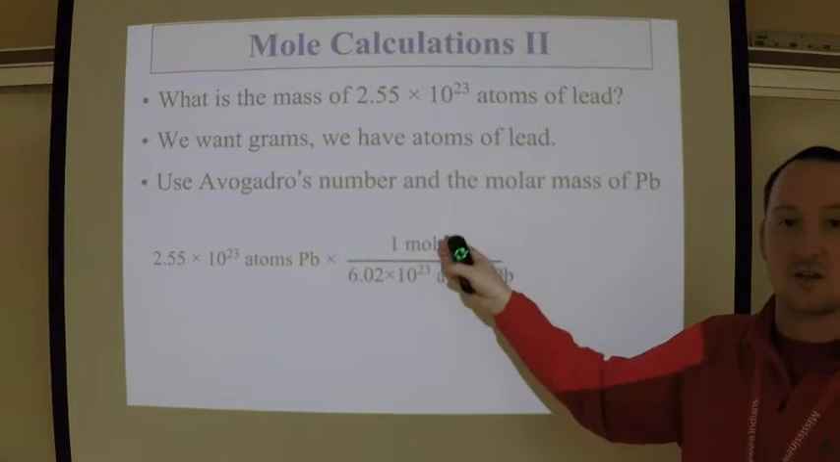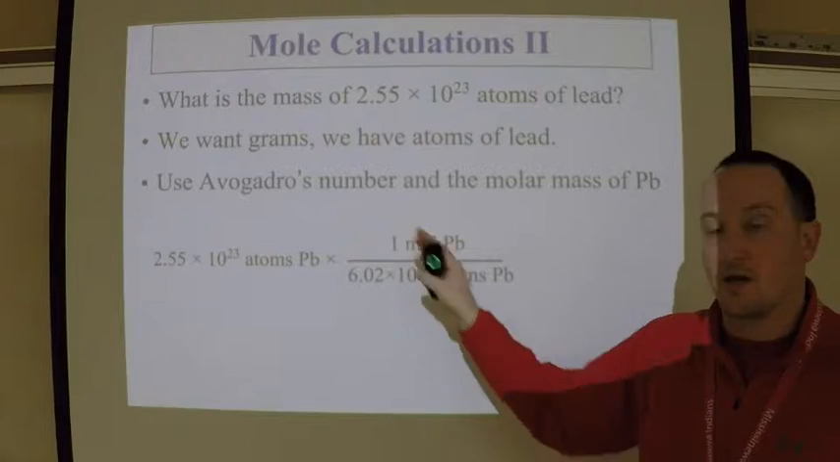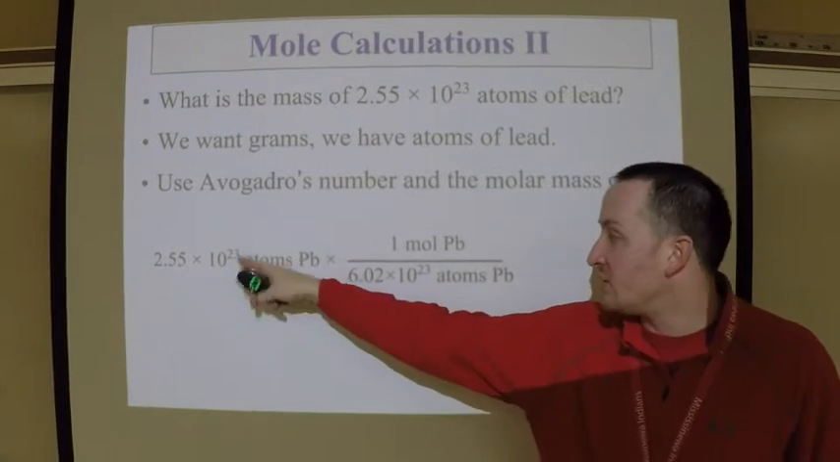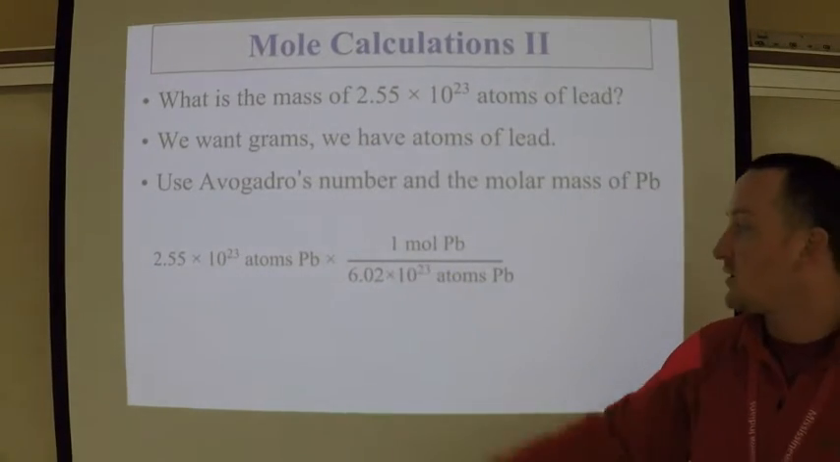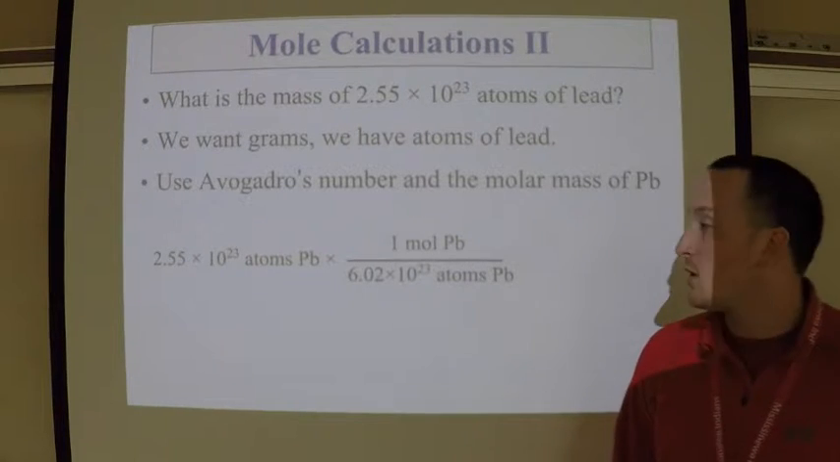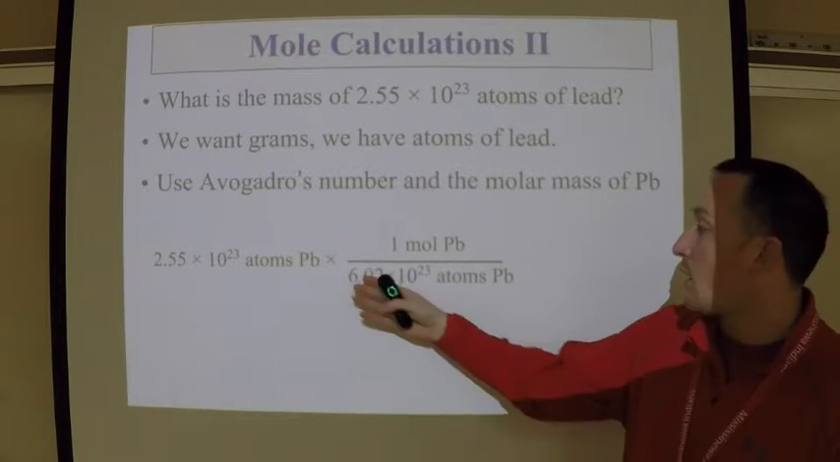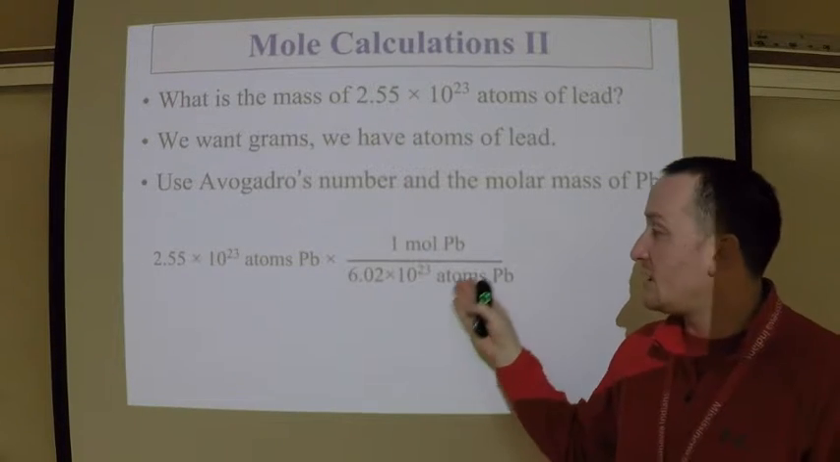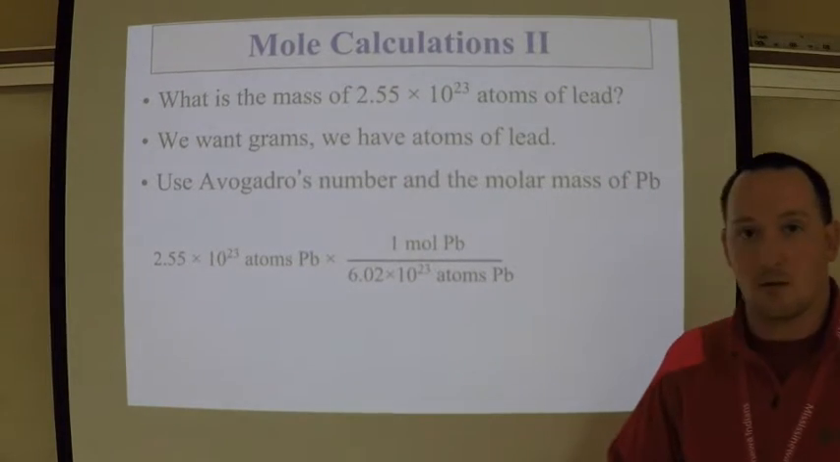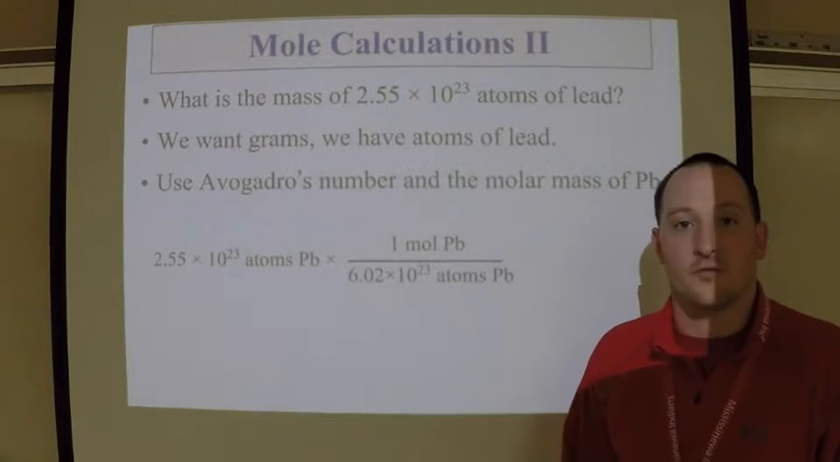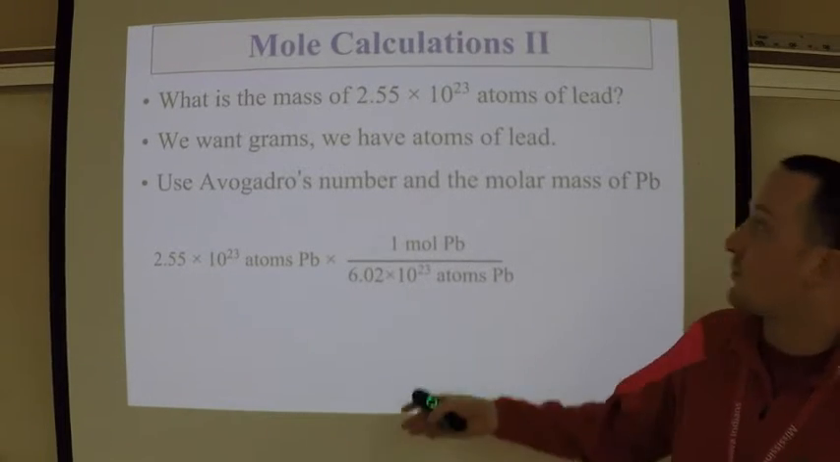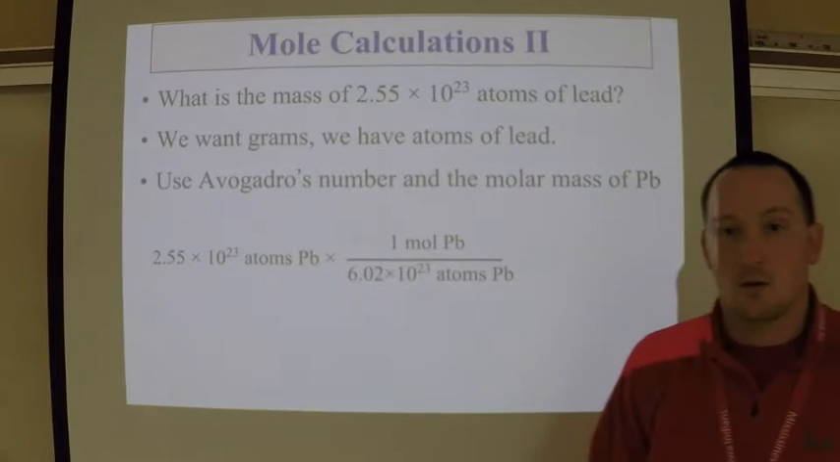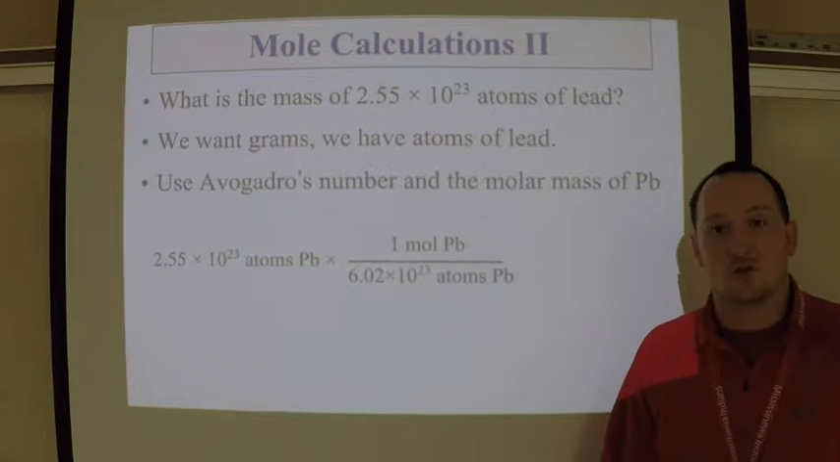After this conversion factor, if I stopped here and just did this math, 2.55 times 10 to the 23rd divided by 6.02 times 10 to the 23rd, and had those in parentheses, remember, I would be in moles, because these units here, atoms of lead and atoms of lead, would cancel out, and I would be left with moles of lead. But I don't want moles of lead. Remember, the problem asked me for the mass of lead. So here's where I have to use my next conversion factor.